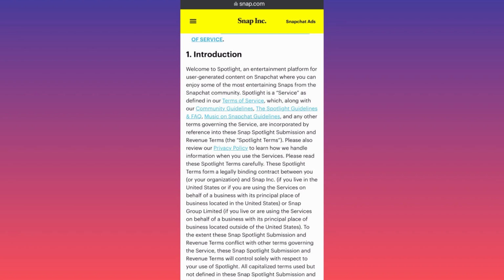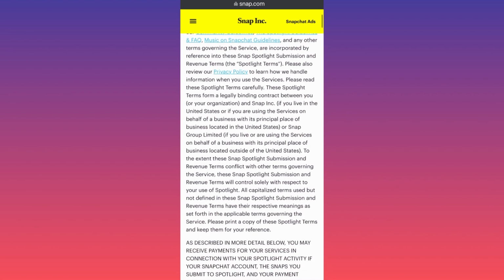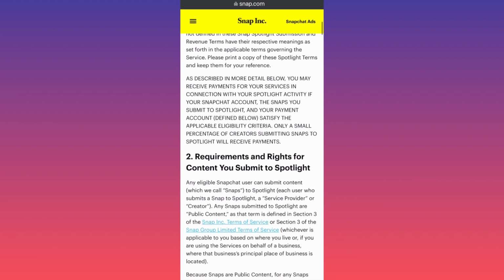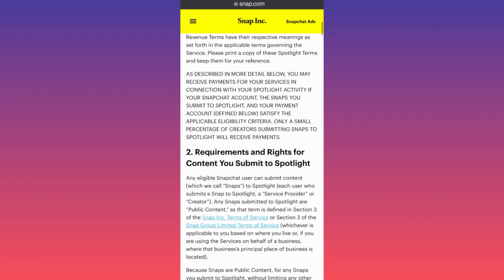We know that, scroll down. Please also review privacy policy. Okay, as described in more detail below, you may receive payments for your services in connection with your Spotlight activity if your Snapchat account, the snaps you submit to Spotlight, and your payment accounts defined below satisfy the eligibility criteria. Only a small percentage of creators submitting snaps to Spotlight will receive payments. Guys, things are getting serious over here.